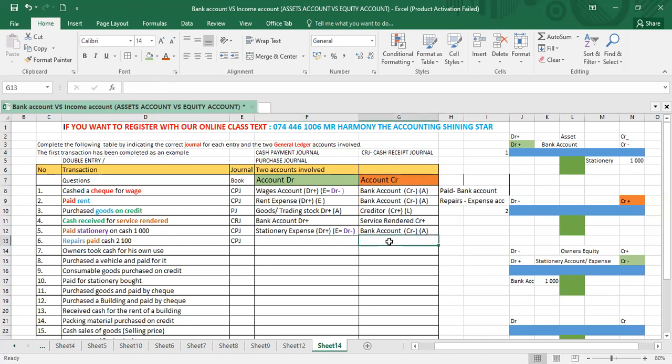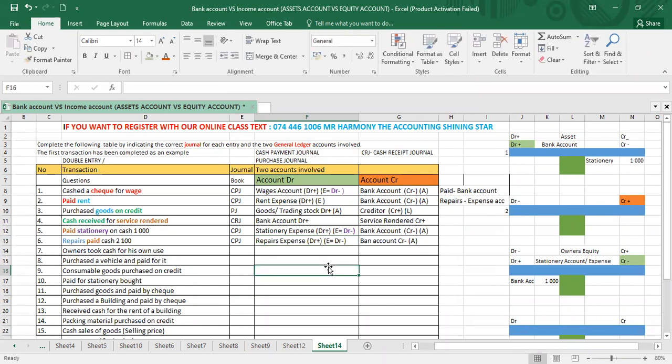So the account to be credited is bank. Can you see CR with a minus? What type of account is bank? Bank is an asset. A stands for asset. The account to be debited is repairs. We know that repairs is an expense. Repairs is the account to be debited. So when expenses are being debited, when expense increases, what does expense do to the equity account? It also makes the equity decrease.